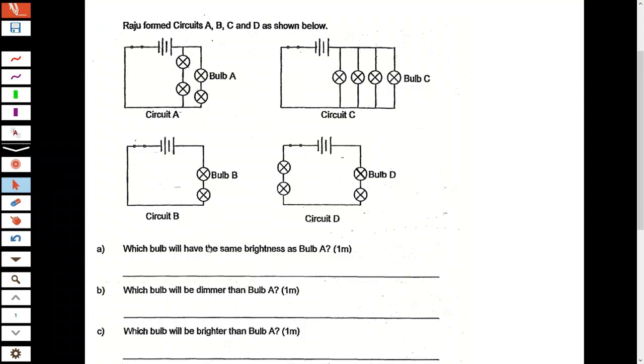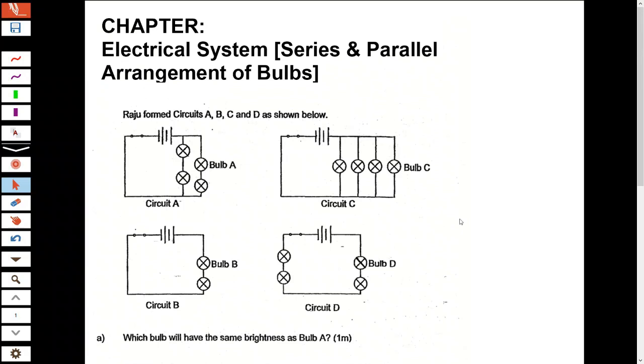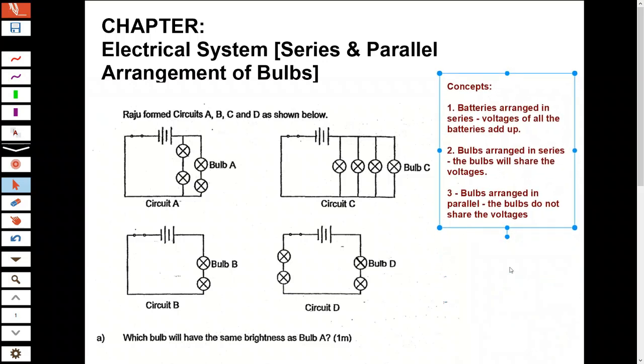So as you can see, the main focus is basically comparing brightness of the bulbs, which means we need to recall three very important concepts from the electrical system chapter. Okay, so the concepts are: when batteries are arranged in series, their voltages will add up. That means, in simpler terms, all the batteries in that circuit, as long as they are arranged in series, will combine their forces. They will combine power, they will work together.